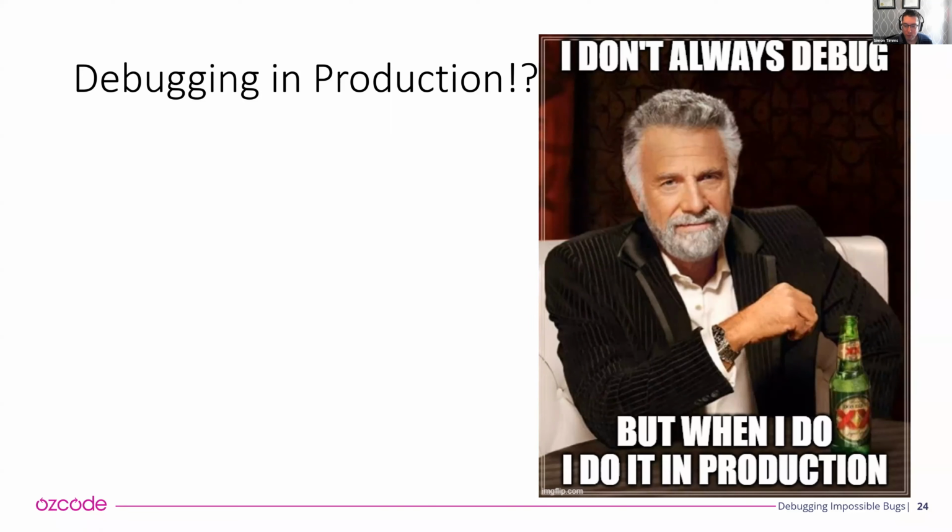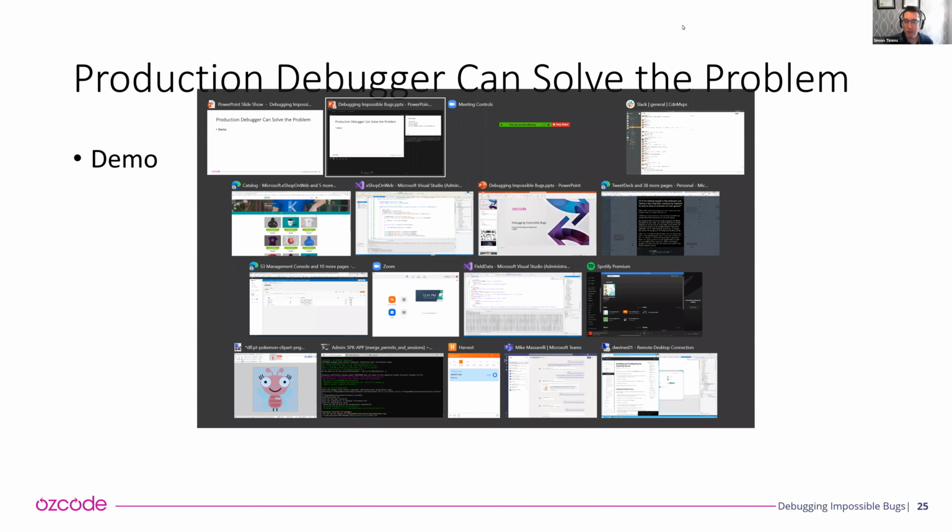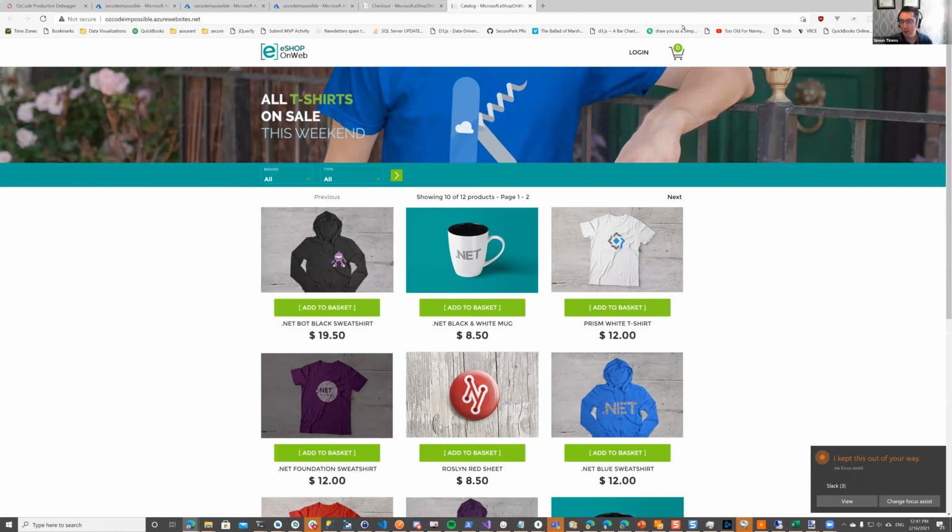So if we had had something like the Ozcode production debugger available to us, then I think it would have made it a little bit easier for us to solve our problem. So let's take a break here and take a look at a piece of software that we've written for demo purposes and see if we can solve a problem in it. So I'm going to switch over here.